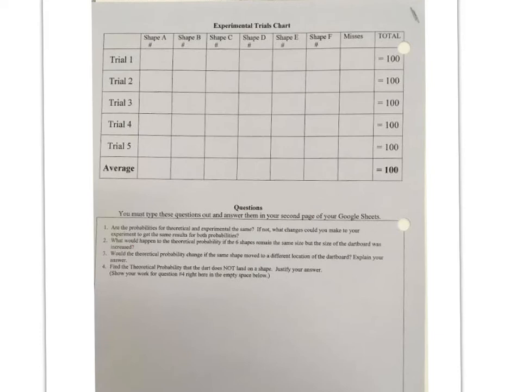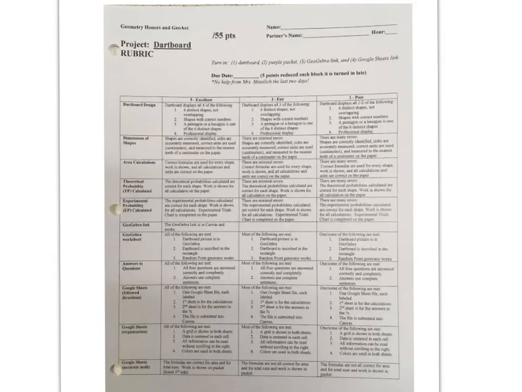The experimental trials chart cannot be done until you've done the GeoGebra part, and you can't answer the questions until the very end as well. You are going to answer the questions on Google Sheets and then submit it to me. You'll be turning in the purple packet and this purple rubric. You'll want to right now make sure you write down your first and last name.